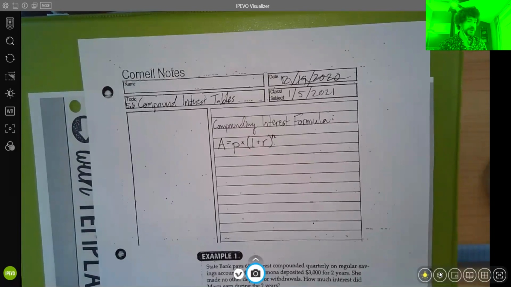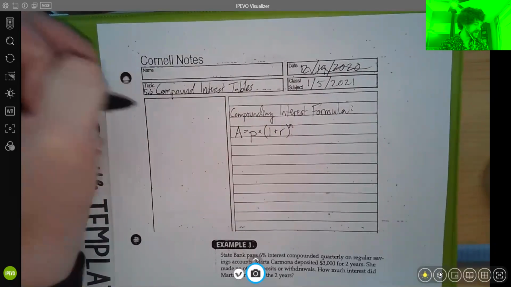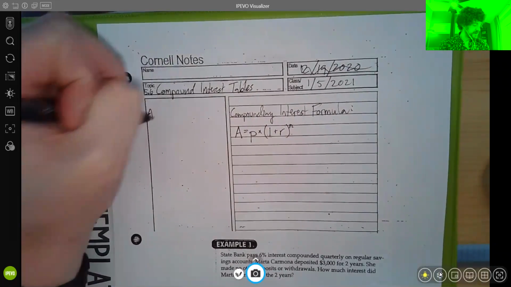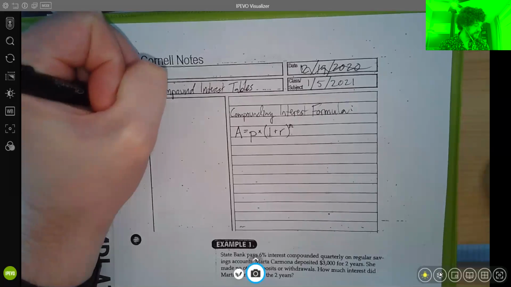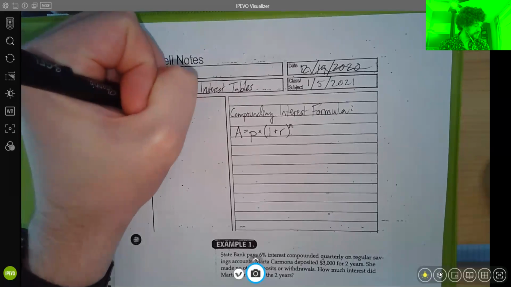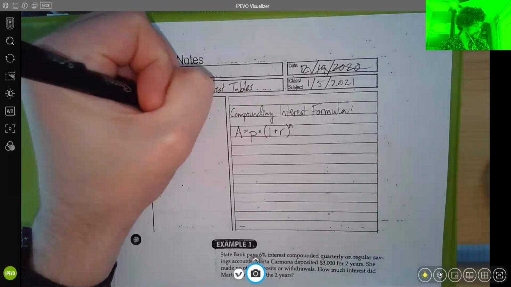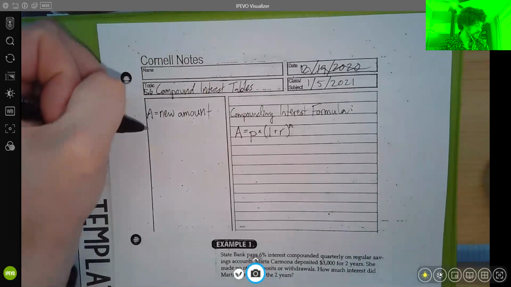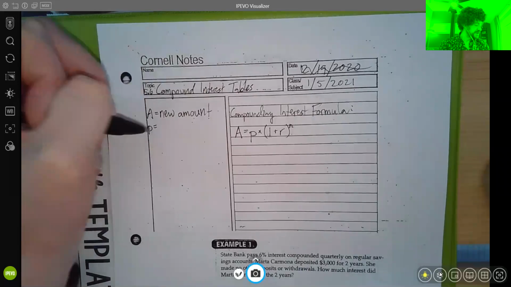So over here, I'm going to break down what these variables are. A is the new amount. P is the principal, just like we've been dealing with.